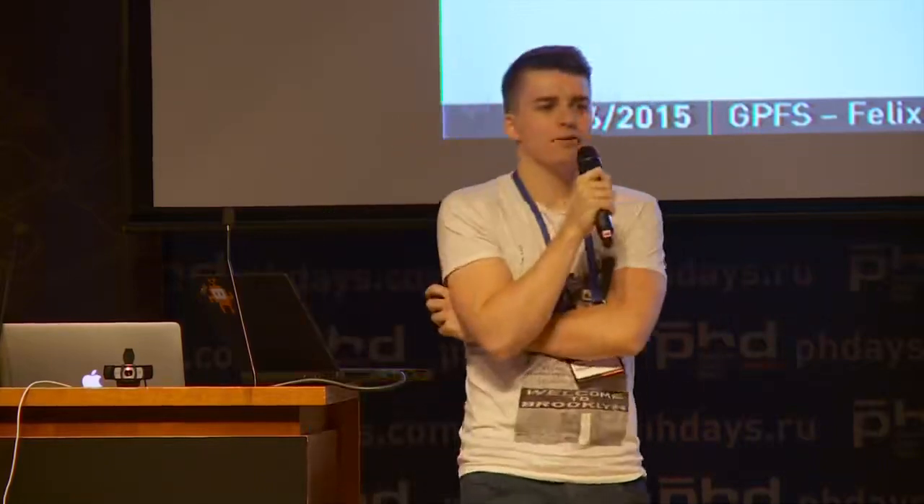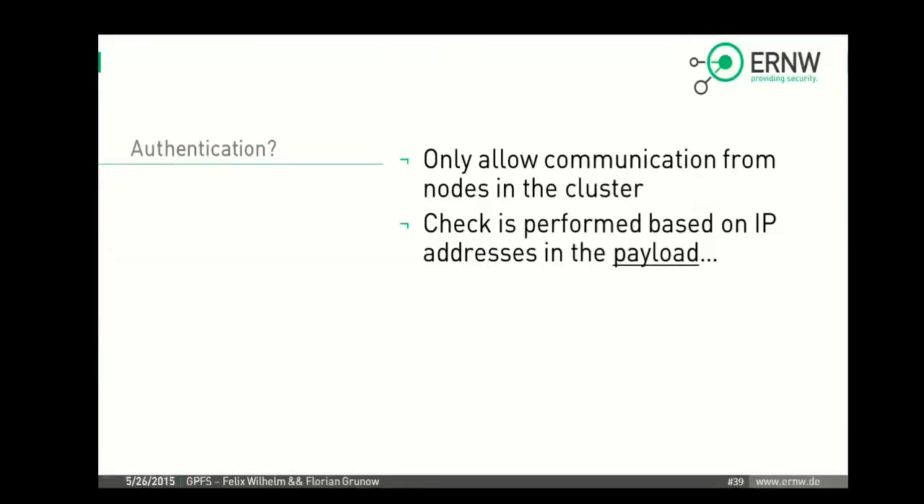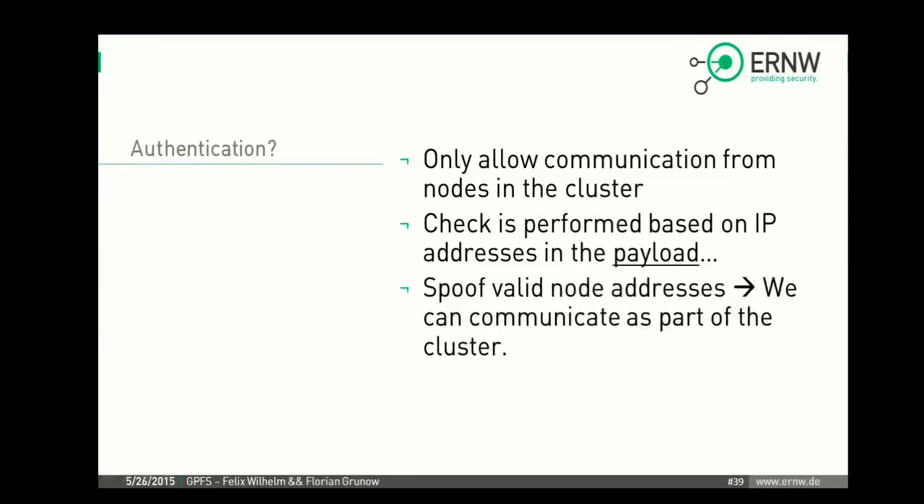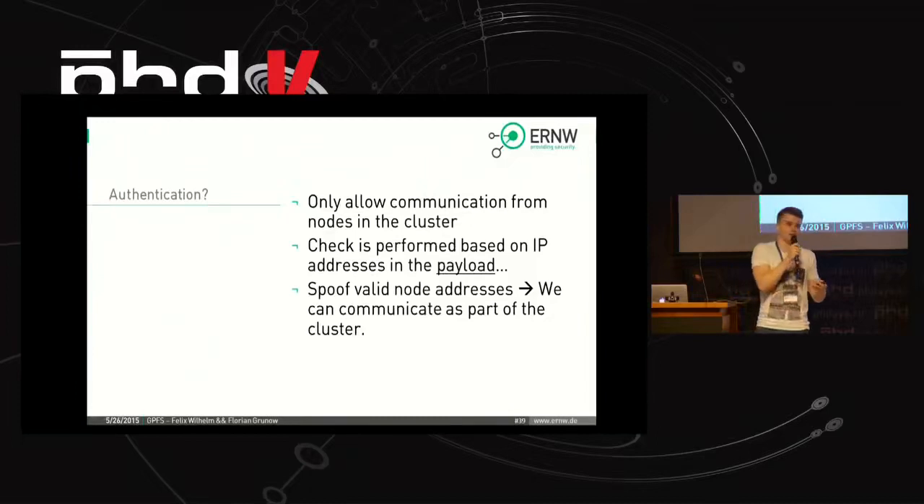Now, what kind of authentication is actually used in this hello packet? Because you don't have something like a password or anything we did see. When we analyzed the binary, we saw that the only kind of authentication they're actually using is that only communication between nodes in the cluster is allowed. And this check is performed based on the IP address, but not the IP address in the IP header, which would be pretty hard to spoof. Instead, it's performed on the IP address in the payload. So if you simply put a valid node address in the payload, then we can communicate as part of the cluster.